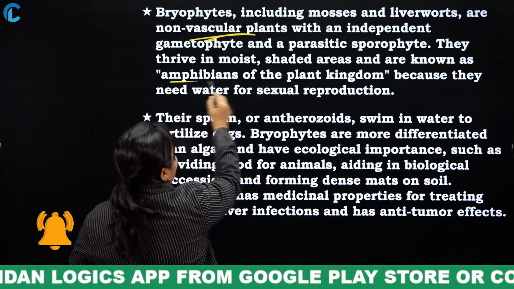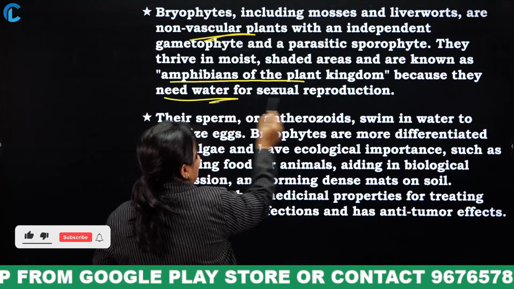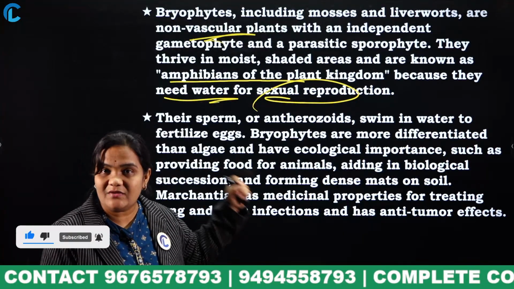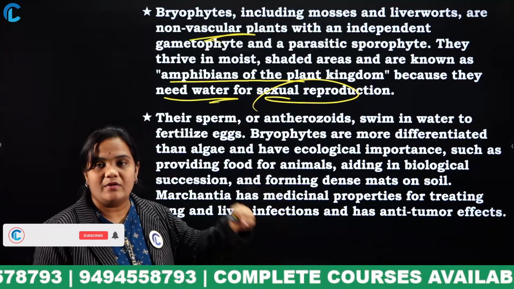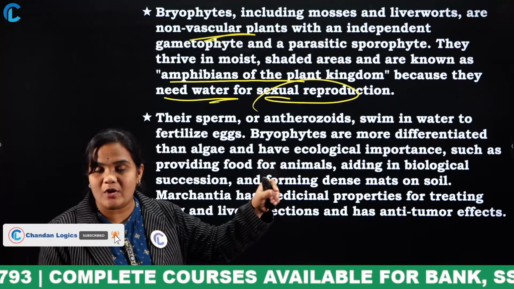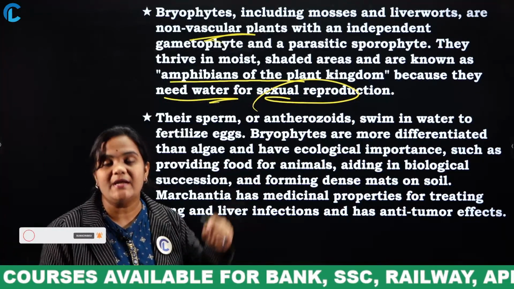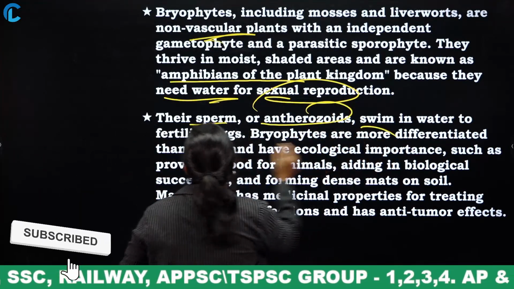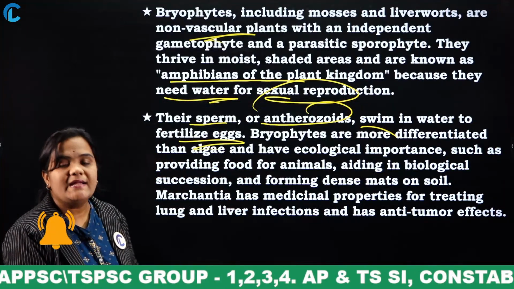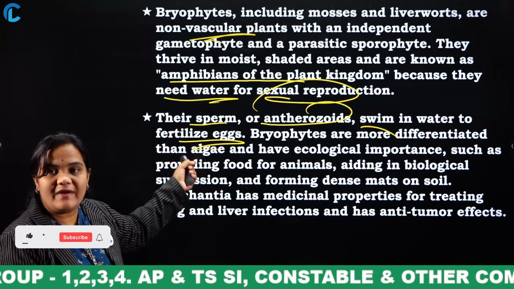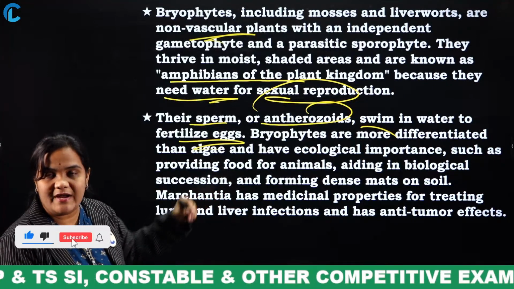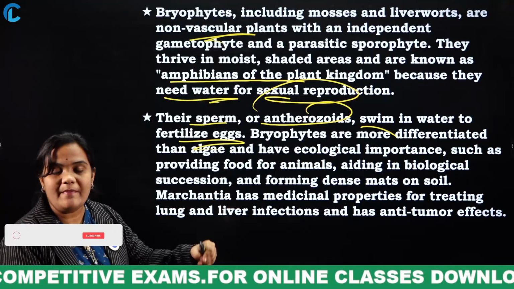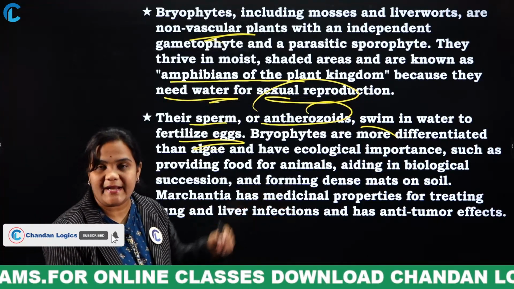They are amphibians of the plant kingdom because they need water for sexual reproduction. Why do they enter into the water? Because they need water for sexual reproduction. They survive on land, and for the sexual reproduction purpose, they enter into the water. Their sperm, antherozoids, swim in water to fertilize eggs. When they enter into the water, they release the sperm, and the sperm will swim and attach to the egg.